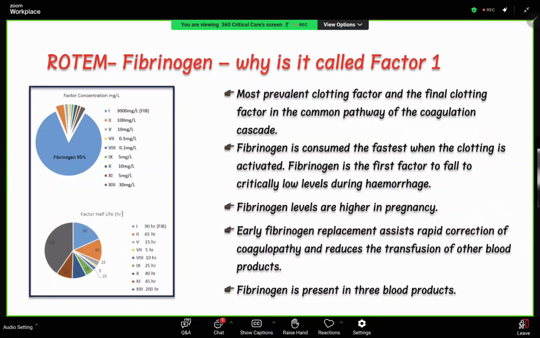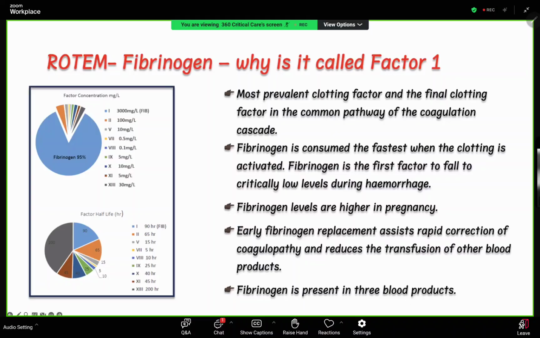Interestingly, fibrinogen is consumed the fastest when the clot is activated. So fibrinogen is the first factor to become critically low in a patient who is bleeding or hemorrhaging, because the body uses up the fibrinogen, and the first factor that decreases in such a situation is your fibrinogen. The fibrinogen levels are usually higher in pregnancy because pregnancy leads to delivery of the baby and there is high chance of bleeding. So as a preventive mechanism from nature, we have a higher fibrinogen.